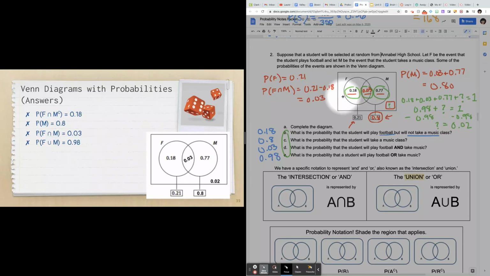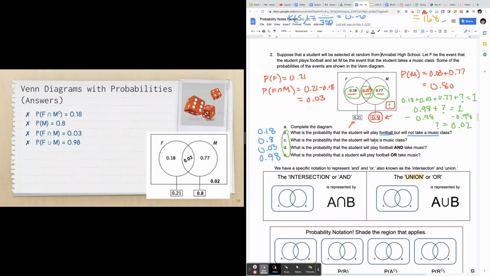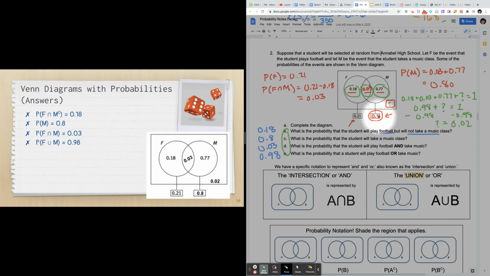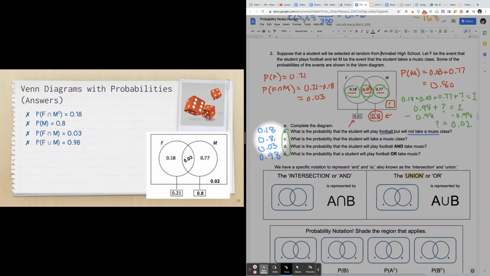Okay. The next probability that we had to find was what's the probability that a student takes a music class? Well, we figured that out here, right? So it's just the total of everything inside of that music circle. So 0.8.